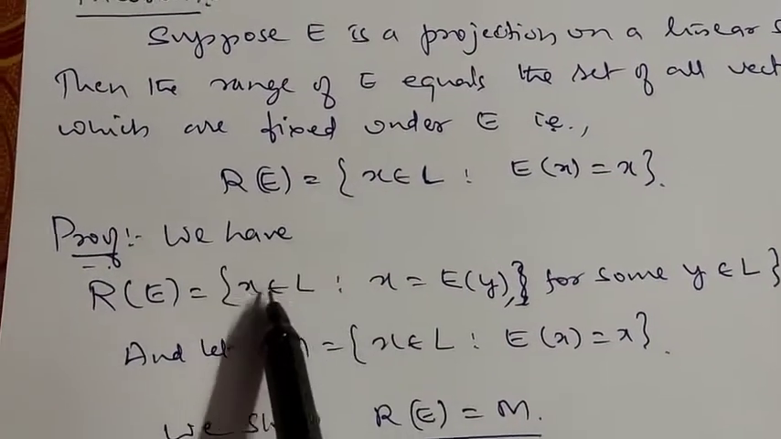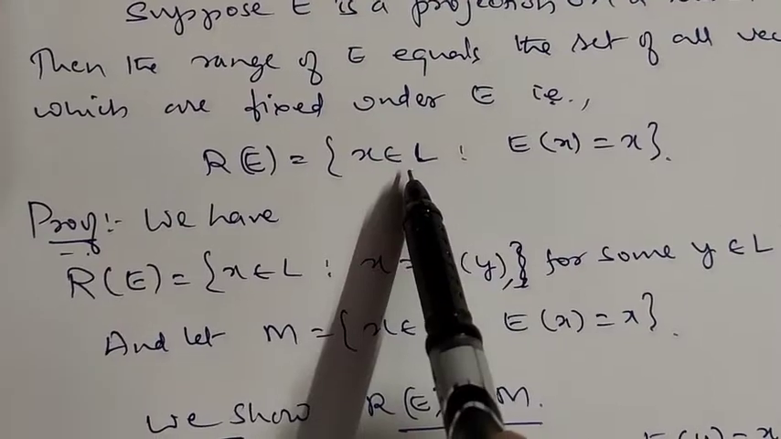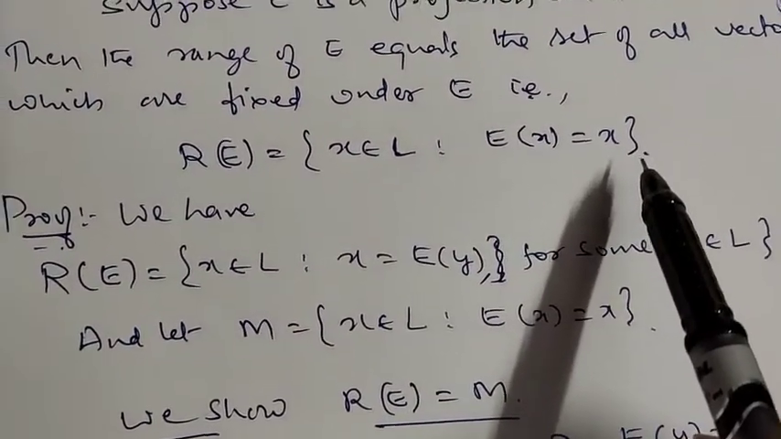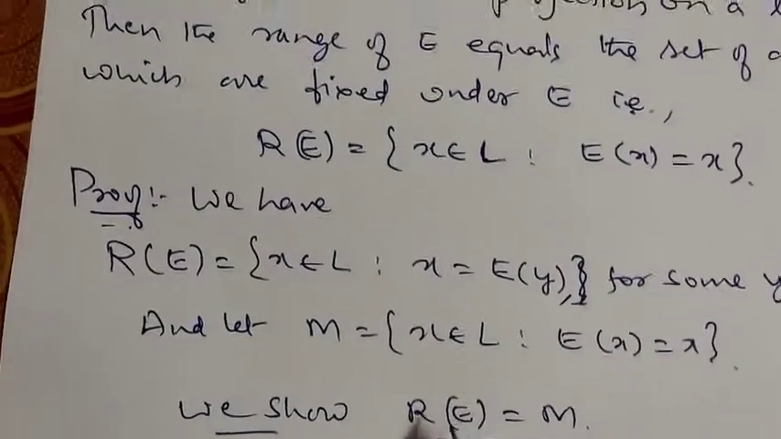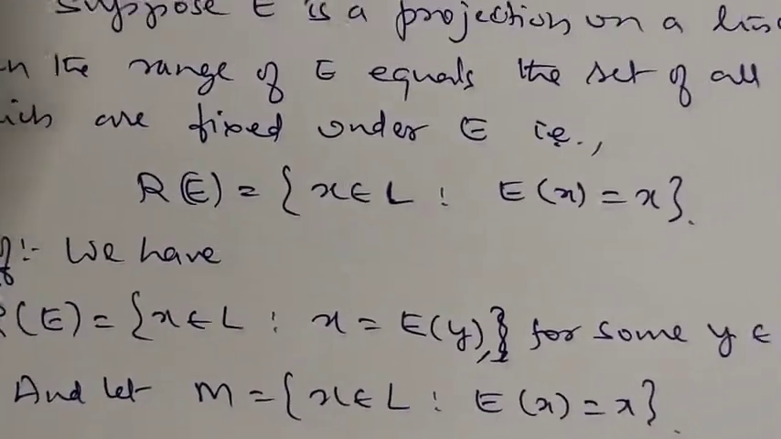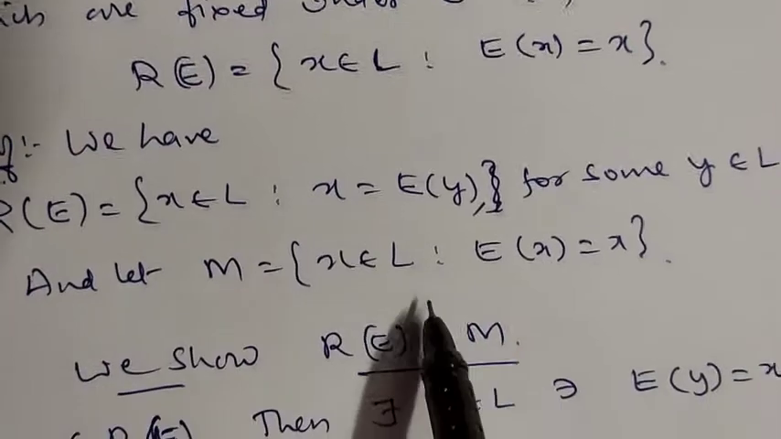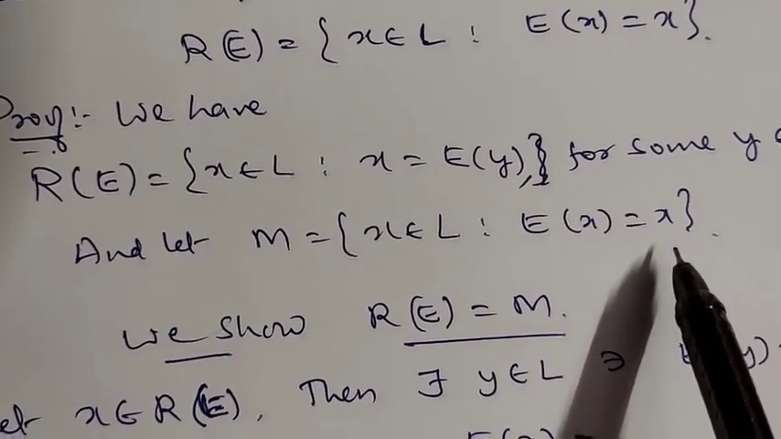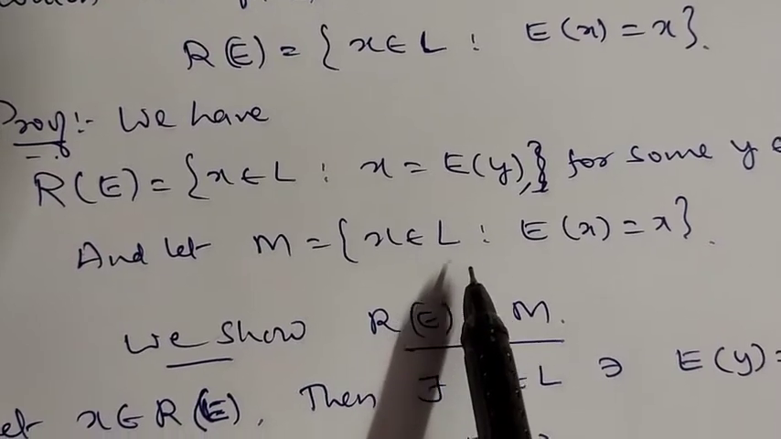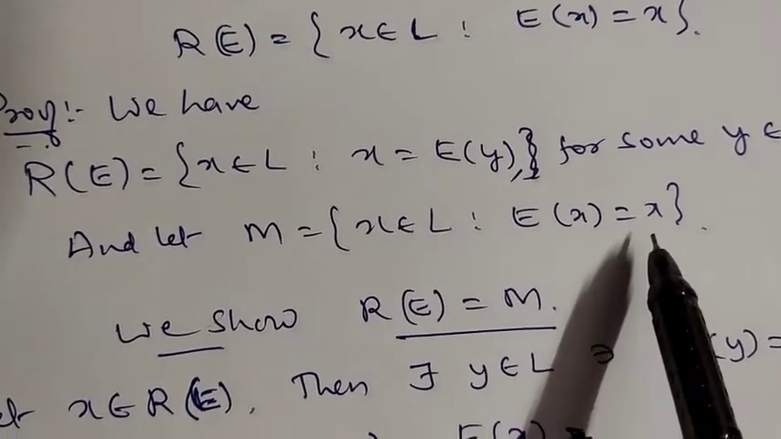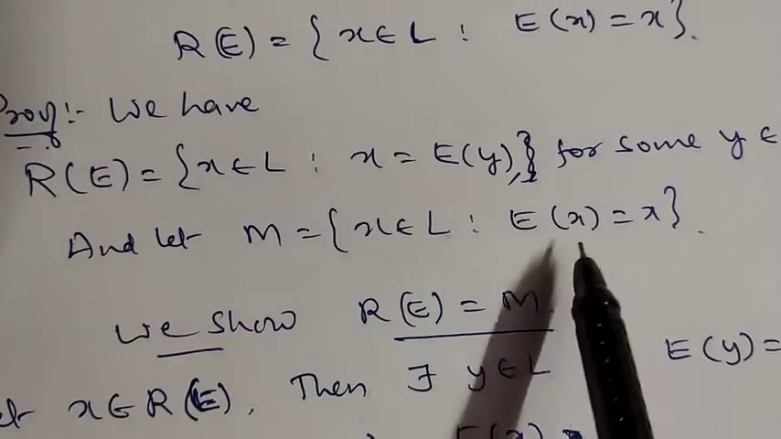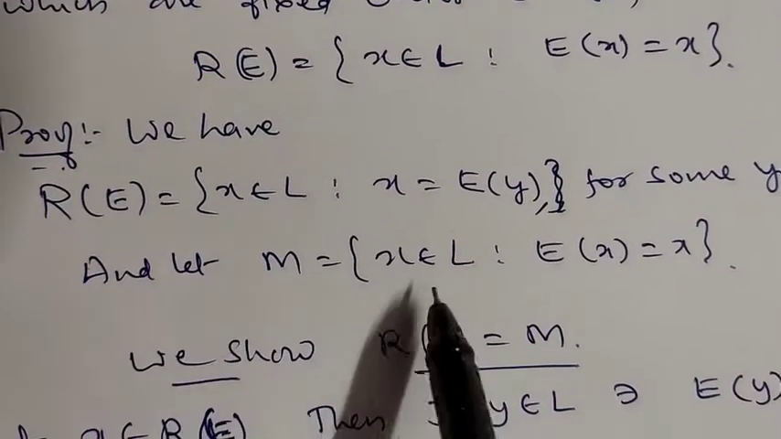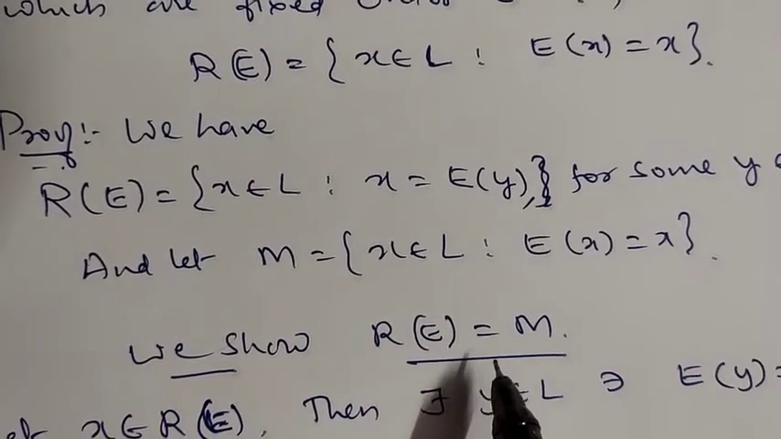Now we have to show that the range of E is nothing but the set of all x belongs to L such that E of x is equal to x. Let M be the set of all x belongs to L such that E of x is equal to x. So M contains all those vectors belonging to L which are fixed under E. What we have to show? We have to show R of E is equal to M.